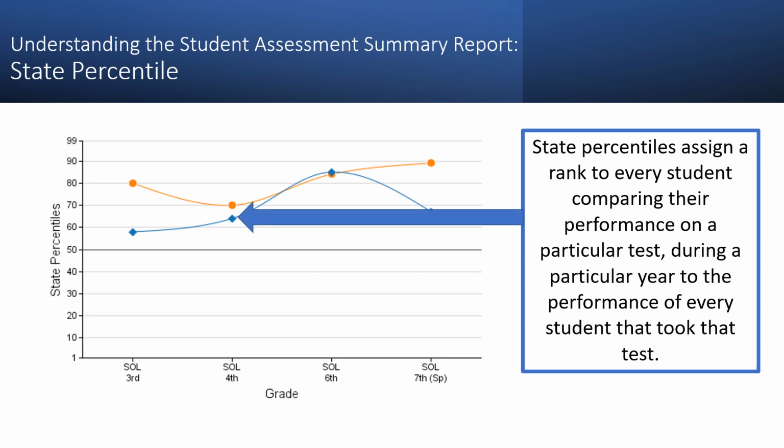For example, pointed by the blue arrow on the line graph, the mathematics test during their 4th grade year, that was the student's state percentile. It is not the student's score, and it is not the student's SOL score.